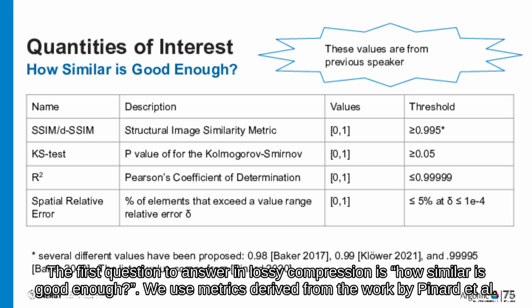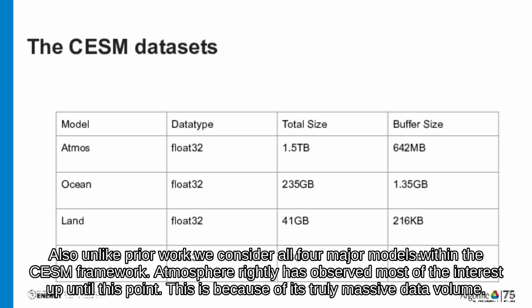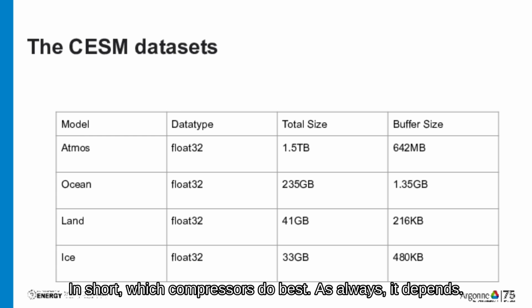We also use metrics from the work by Baker et al. In practice, their DSSIM metric as well as the KS test metric are the binding ones. Also, unlike prior work, we consider all 4 major models within the CESM framework. Atmosphere rightly has received most of the interest up until this point. This is because of its truly massive data volume. However, the other 3 major components also produce large datasets, which may benefit from compression.